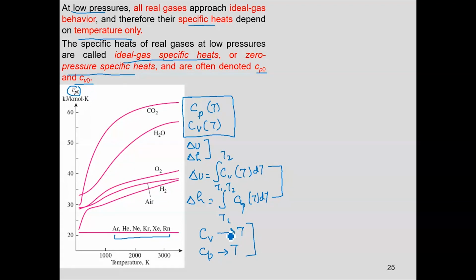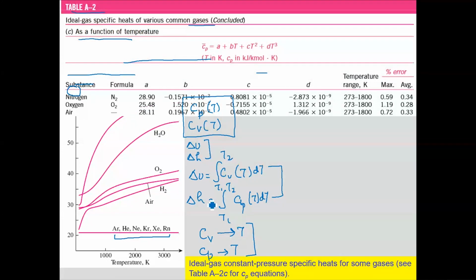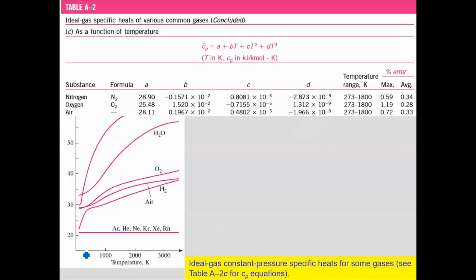If you look at the ideal gas tables, for example, table A-2C, you will have the gases mentioned on the left hand side and the relationship of Cp. Cp is given in terms of constants a, b, c and d. These are the constants which are mentioned against each gas. For nitrogen, a is this, b is this, c is this and d is this. This is the temperature range for which these constants are valid.